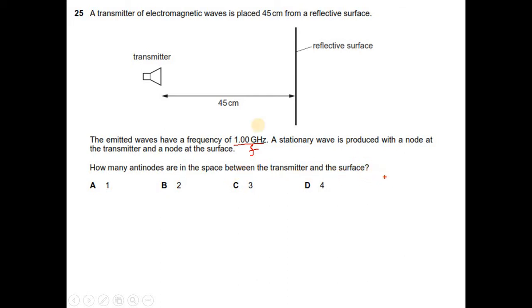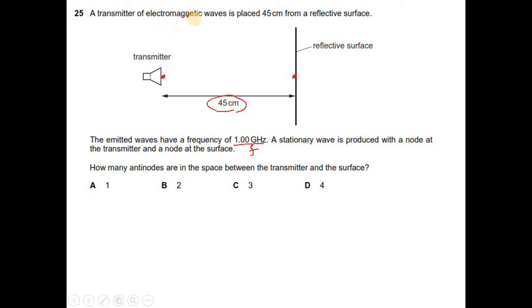So what happened? The transmitter is emitting a wave that is reflected from the surface and returning. These two waves overlapping or interfering produce a pattern of nodes and antinodes, a stationary wave. In this distance of 45 centimeter, we have a node at the transmitter and a node at the reflecting surface. So how many antinodes are there? First we need to figure out the wavelength of the produced wave, and then compare with the 45.